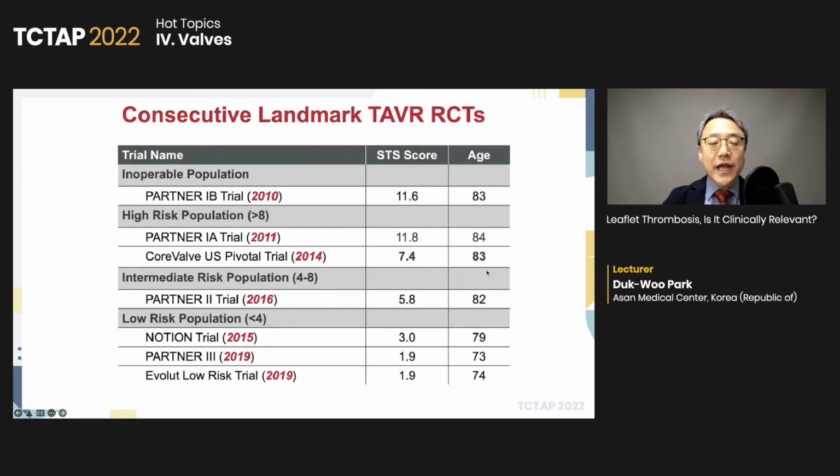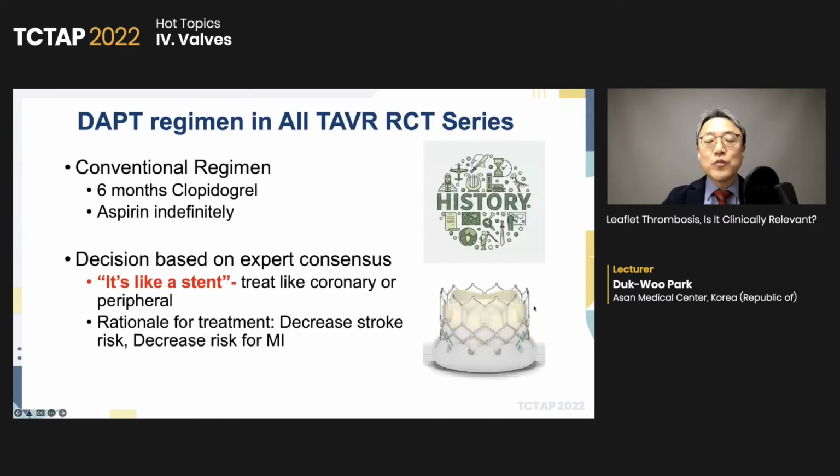In the last 10 years, many randomized trials have been conducted, and all of the trials were from the older age to the younger age. Looking back at all the available randomized trials, all used the conventional regimen, aspirin plus clopidogrel. The decision was absolutely based on expert consensus. It is like a stat.